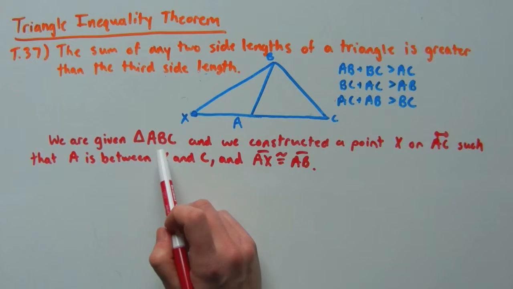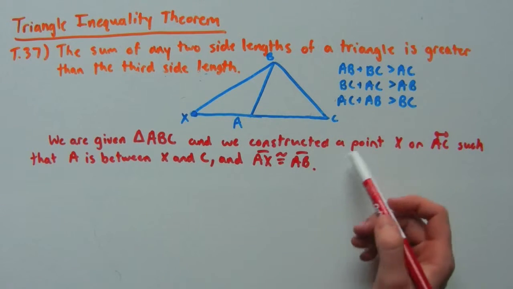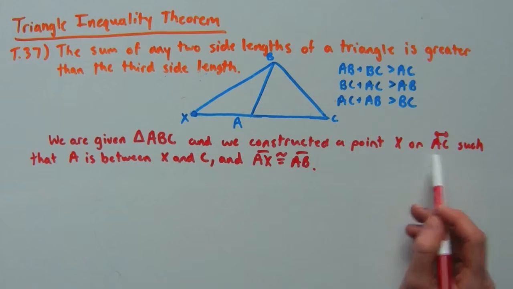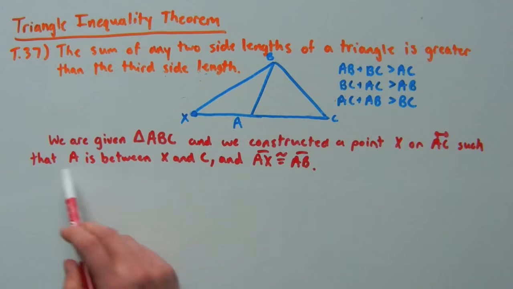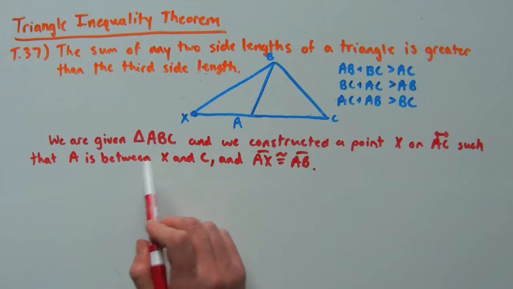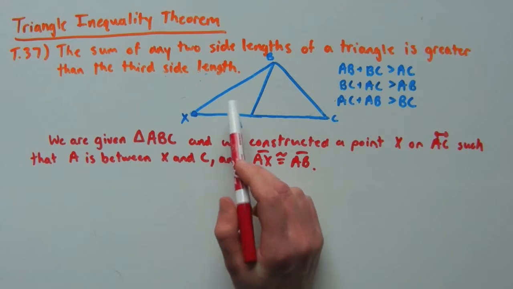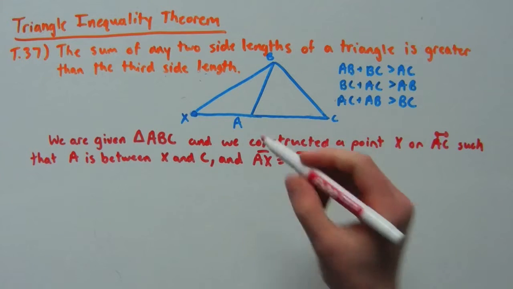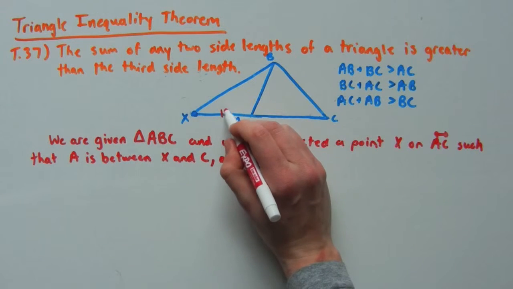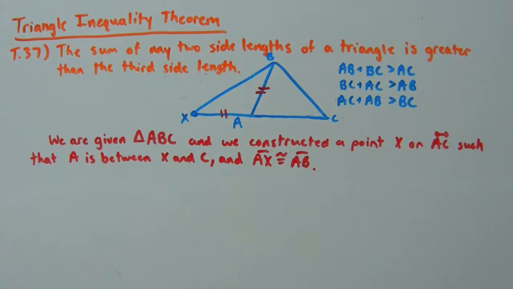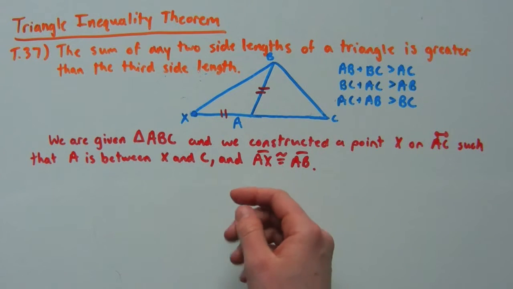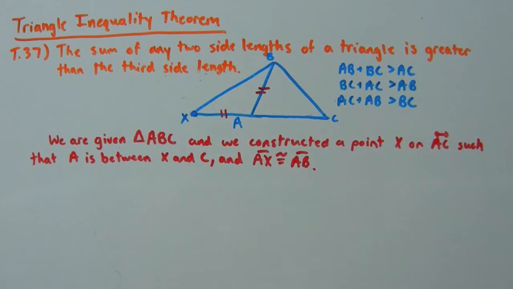So we're given triangle ABC, and what I did, I constructed a point X on the line AC such that A is between X and C, and also AX is going to be congruent to AB. Since we have two congruent sides, we know from this that triangle ABX is an isosceles triangle. But first, let's deal with the fact that A is between X and C.